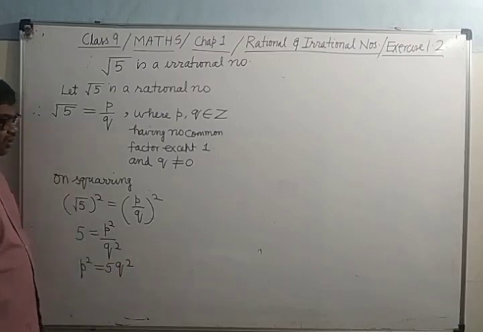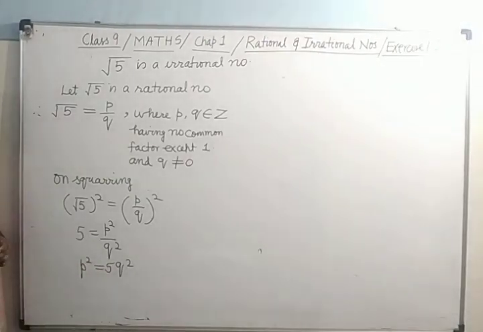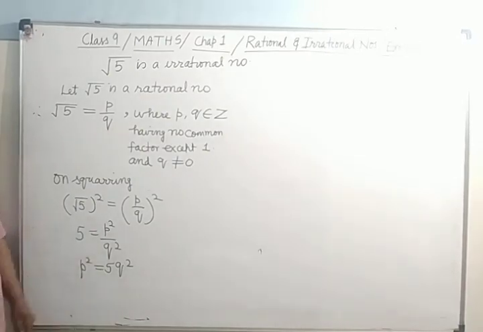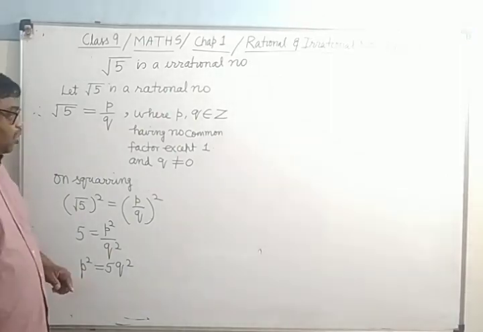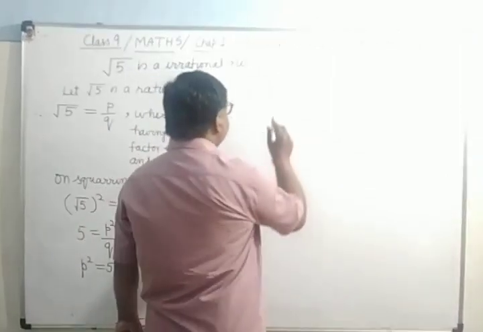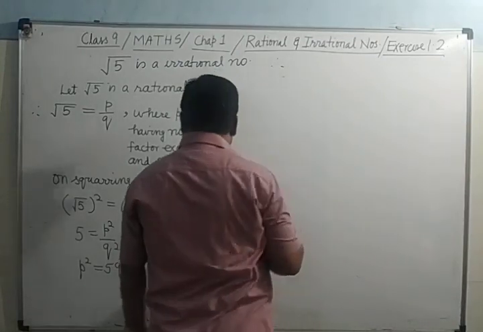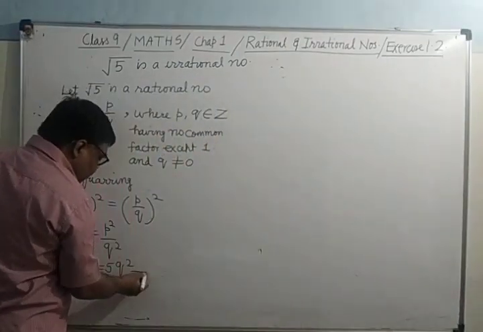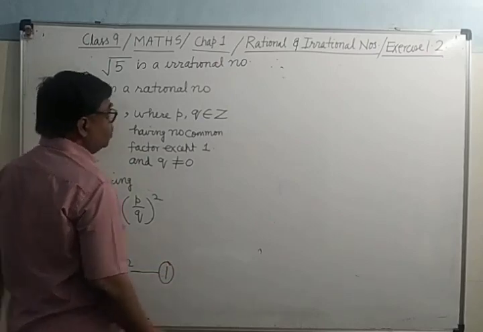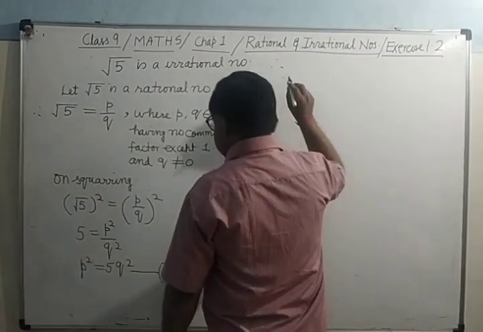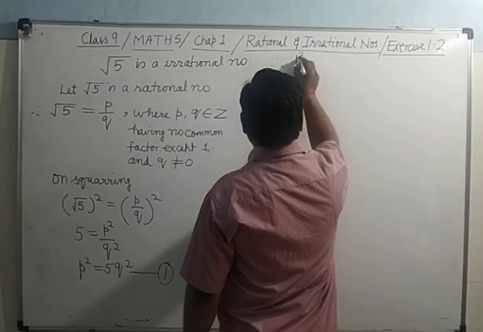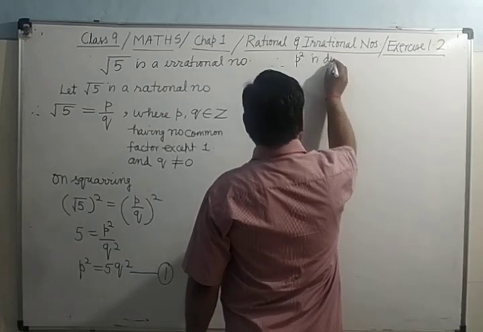Now you can see here, p square has a factor of 5. P square can be written as 5 times q square. It has a factor of 5. Therefore, p square is divisible by 5. This we will take as equation 1.